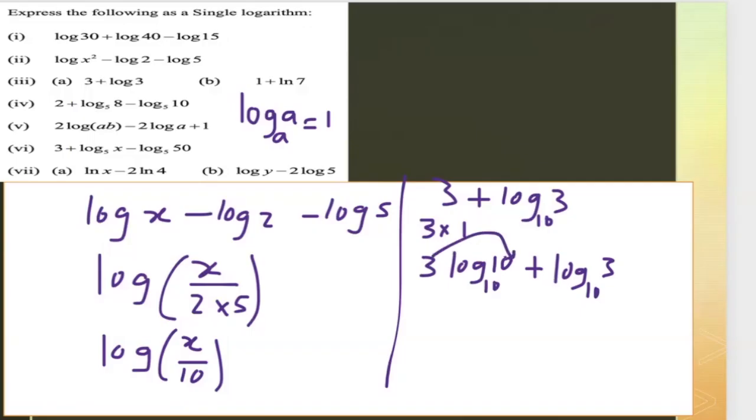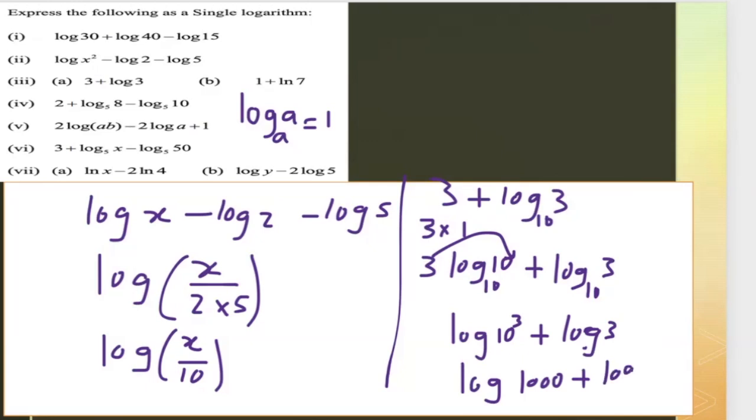Now you would carry this up, so you'd have log 10 cubed plus log 3. Now 10 cubed is 1000, so you'd have log 1000 plus log 3. And we know when we add, we multiply. So you'd write the log once, and then multiply 1000 times 3, so that gives us 3000. So our answer here is log 3000.